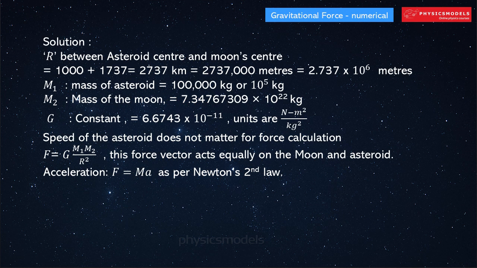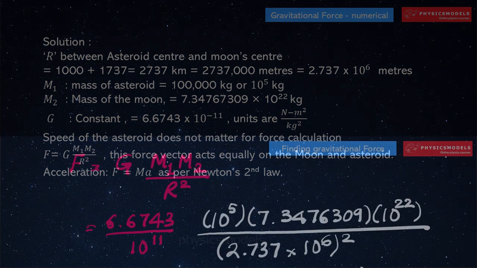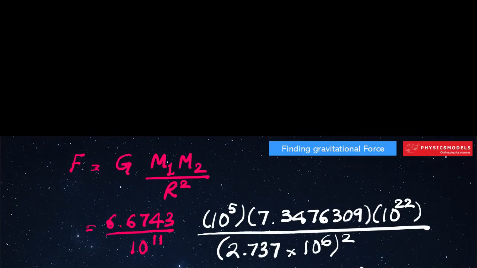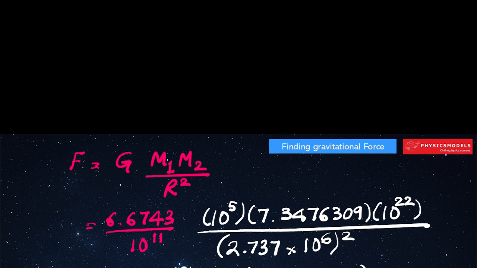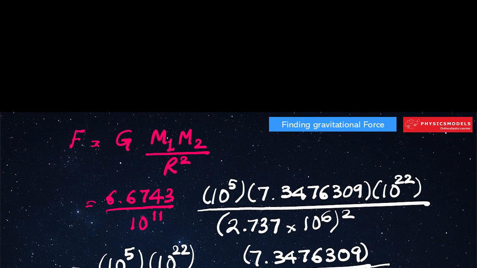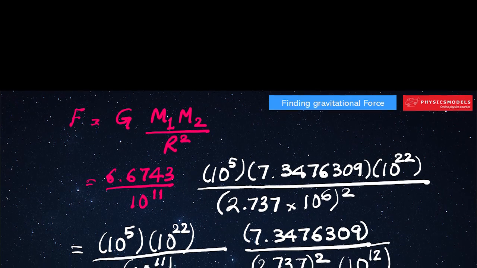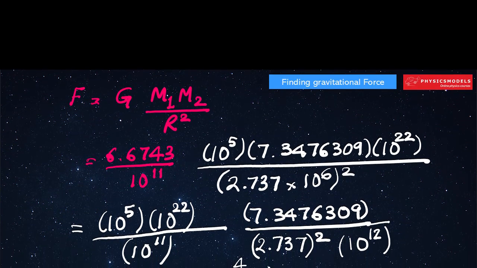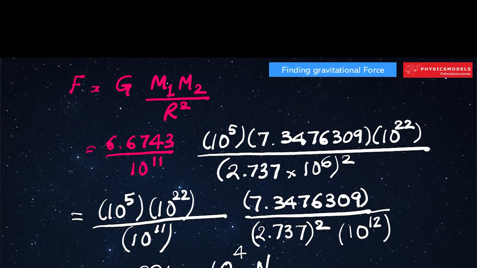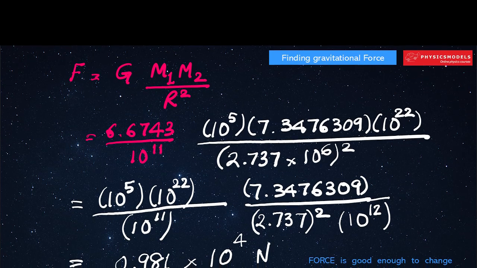We now do the calculation for the new distance as the asteroid gets closer to the moon. Plug in the value of r. Using the same equation, we find the gravitational force has increased considerably to 0.981 into 10 to the power 4 newtons.